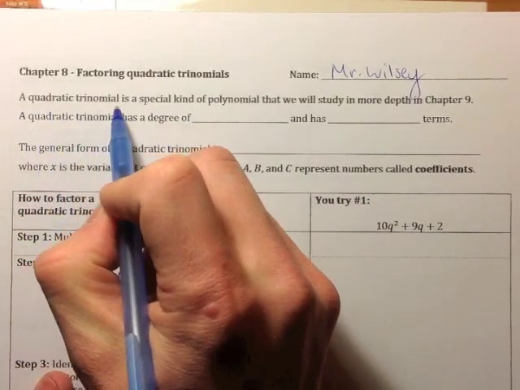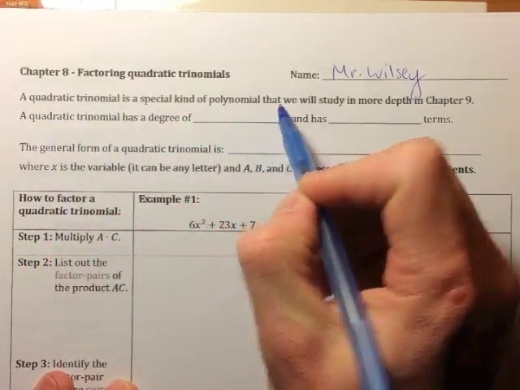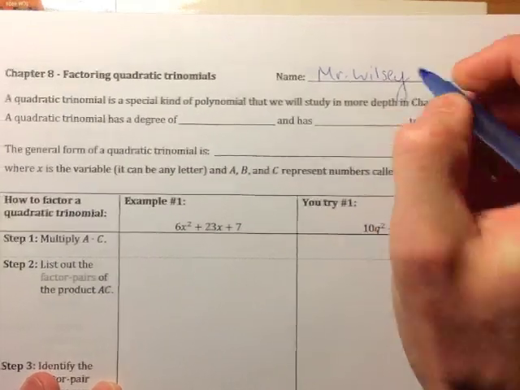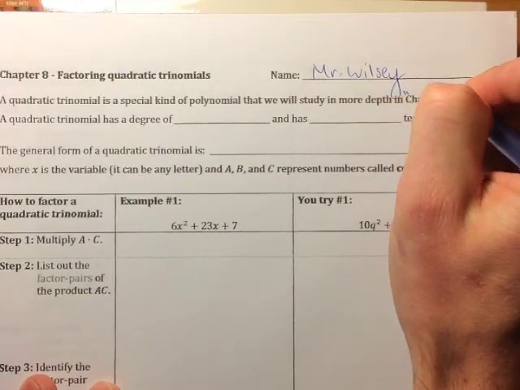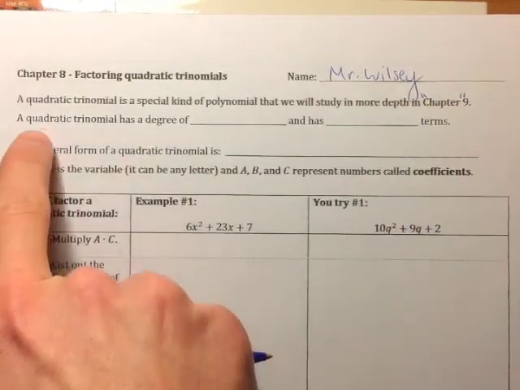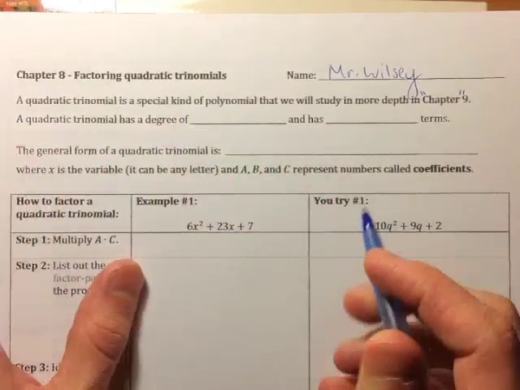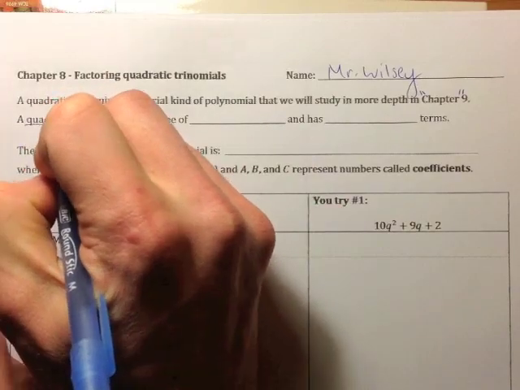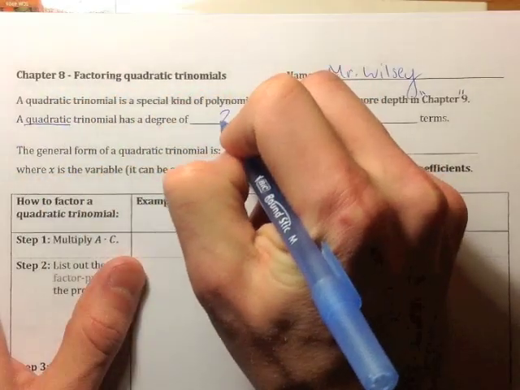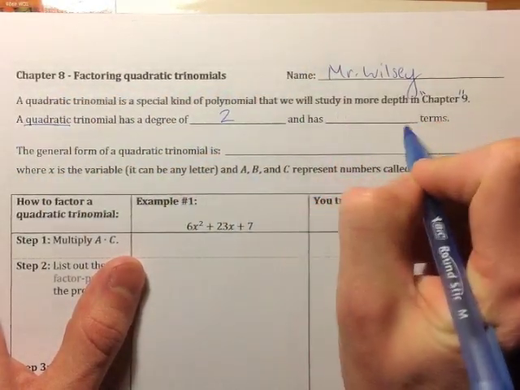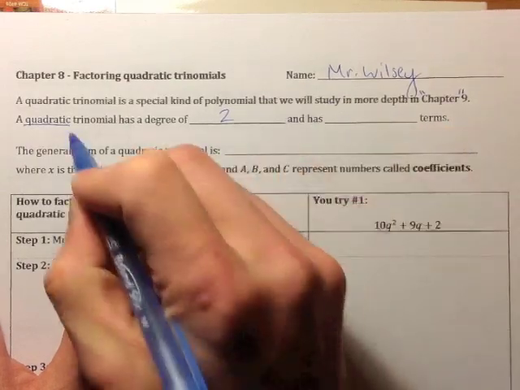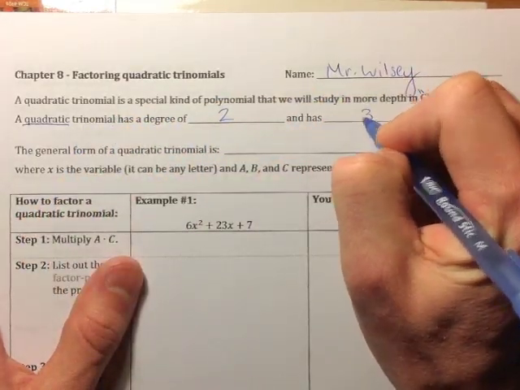A quadratic trinomial is a special kind of polynomial that we will study in more depth in Chapter 9. Put chapter in quotes because it's not like we really used the textbook. A quadratic trinomial has a degree of, well, the degree is determined by the word quadratic, has a degree of 2, and has how many terms? Well, trinomials have 3 terms.